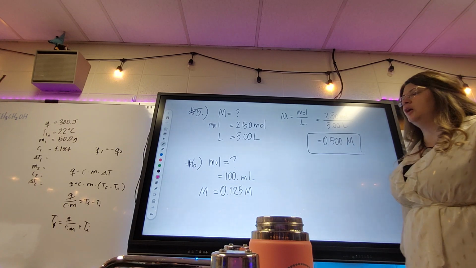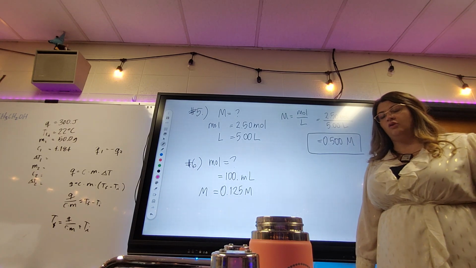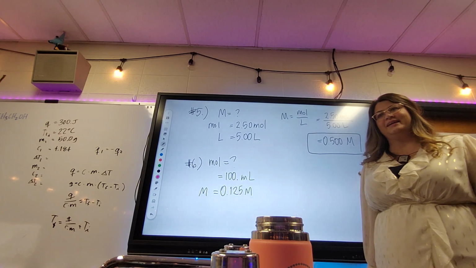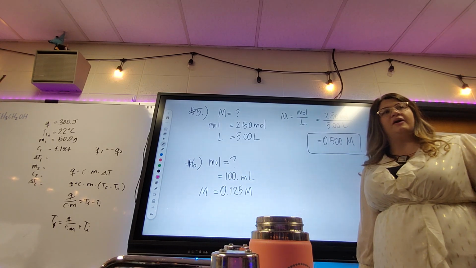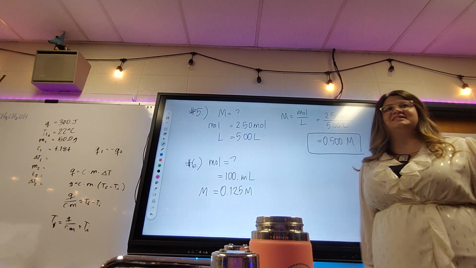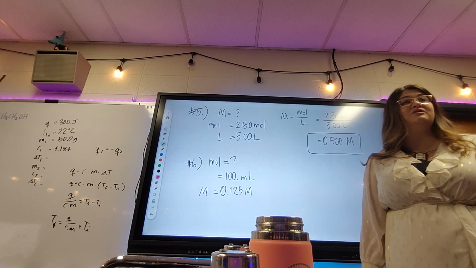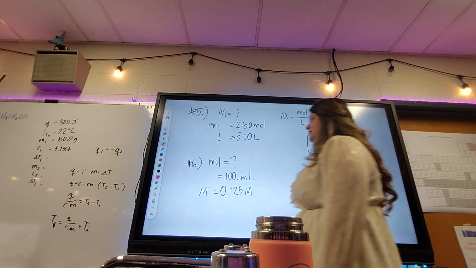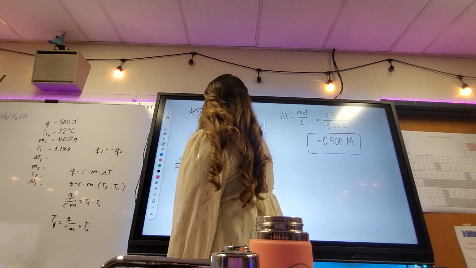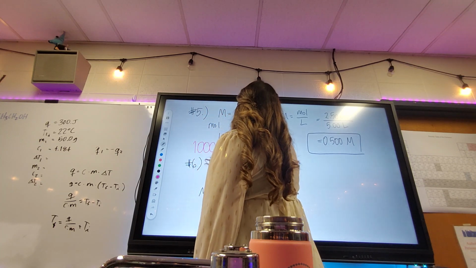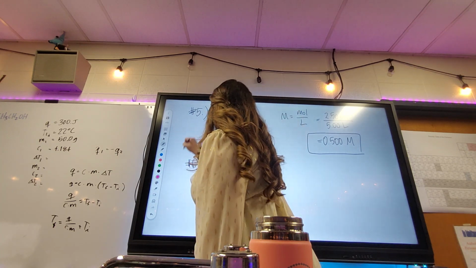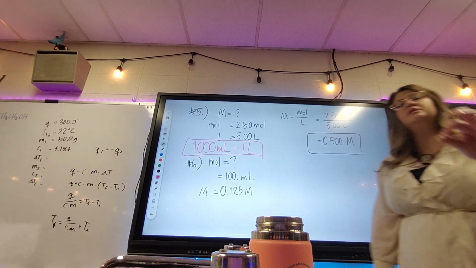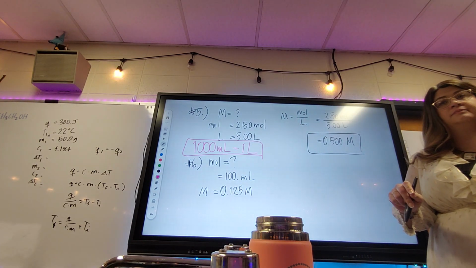I would say that of the mistakes, in all of the years that I've graded a homework like this, it is by far the most common mistake, and it has nothing to do with this. It has to do with unit conversions and the metric system. 1,000 milliliters equals 1 liter. There are more milliliters than liters.